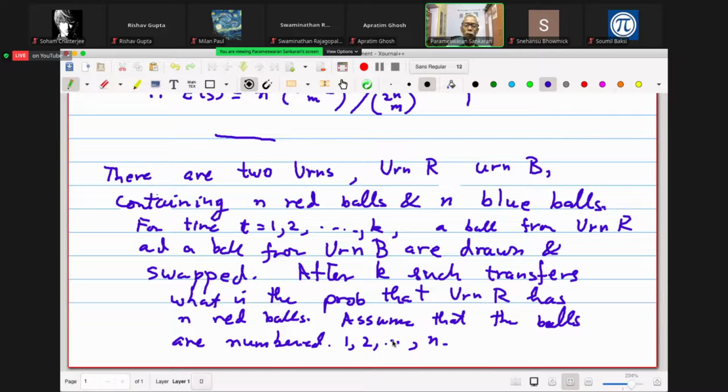Okay. So it really doesn't matter whether the balls are numbered or not. The question makes perfect sense, and it makes no difference. At each time you just choose a ball from each urn and then exchange it. After some k such operations, the compositions may have changed. The question is, what is the probability that urn R has n red balls after k such transfers?